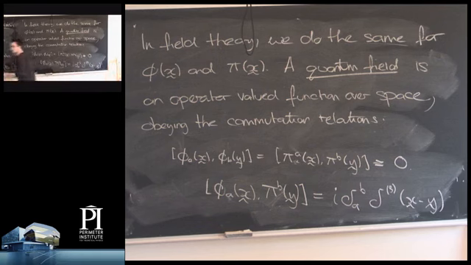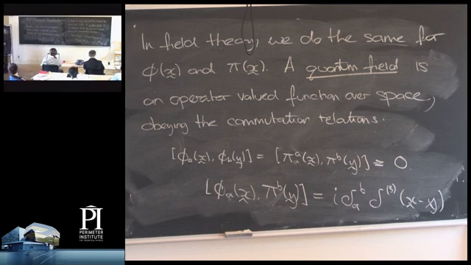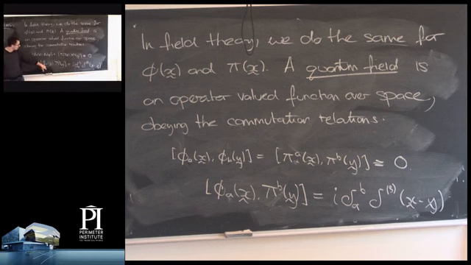Okay, the question. So you said that the x's and y's are just labels, but are they still operators? No, they're definitely not operators at all. In quantum mechanics, the dynamical degree of freedom is the position of a particle, and you promote that to an operator. In quantum field theory, position is not an operator at all. It's just a label. So the phi's are operators, and this is just an operator. Okay?